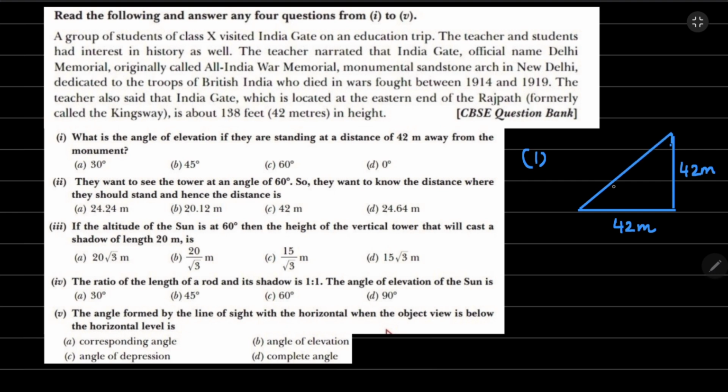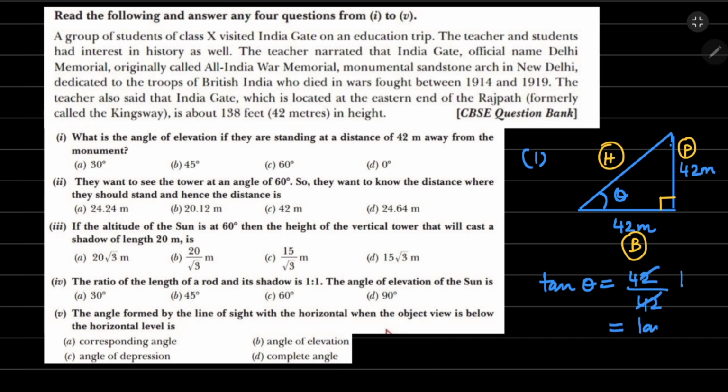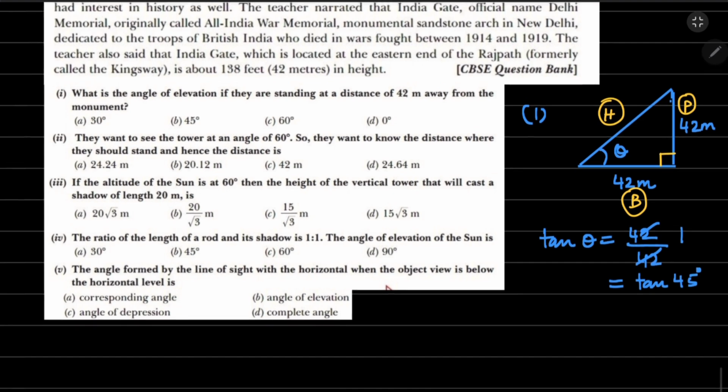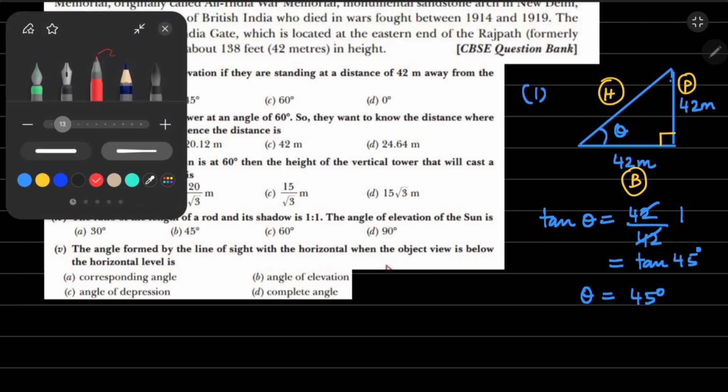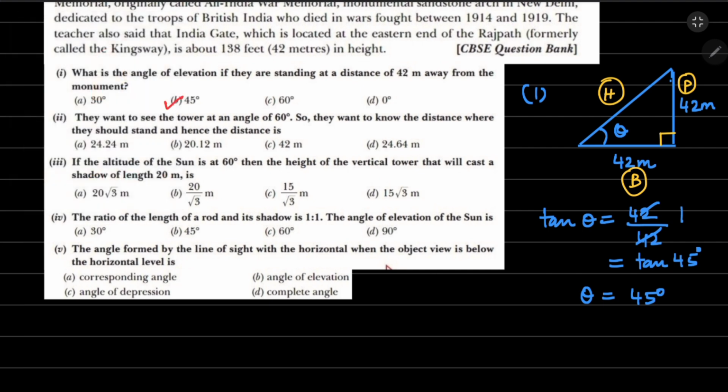This is the angle of elevation, theta. With respect to this angle theta, this happens to be the perpendicular. This is 90 degrees. So this is your hypotenuse and this is your base. You are given perpendicular and base. So in this particular triangle, you can apply tan theta is equal to P by B. P is 42. Base is also 42, which is 1. And tan of 45 degree is 1. So on comparing, you get theta as 45 degree. So for the first question, the answer is B, 45 degree, right?